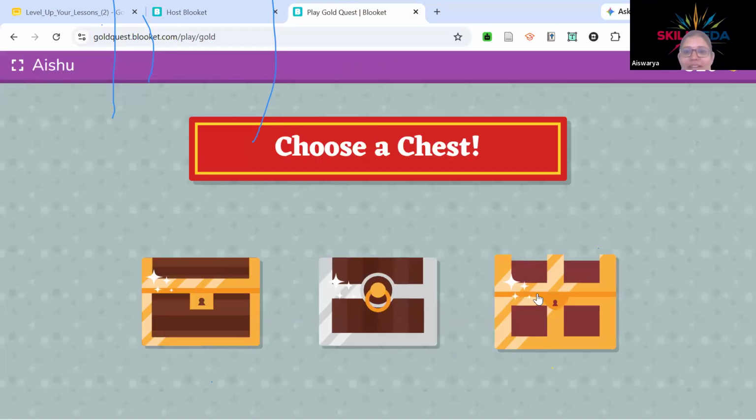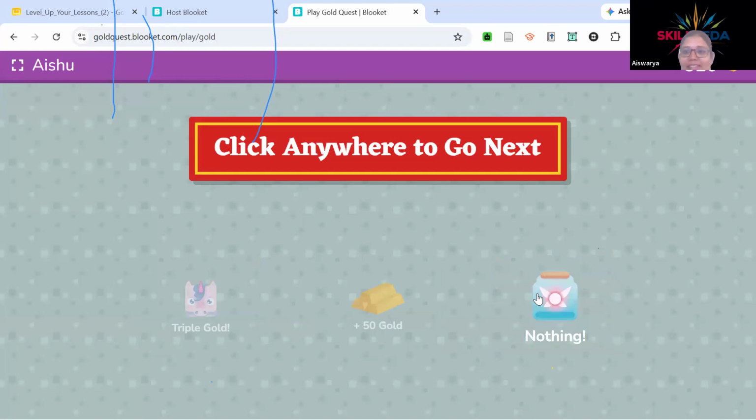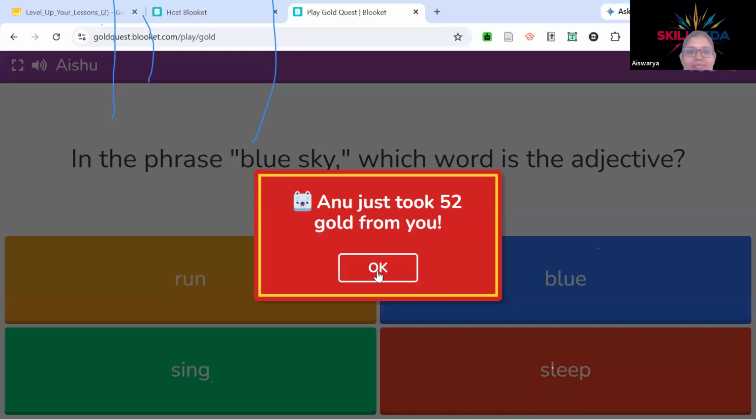Look at this. I'm getting the other chest. So Anu ma'am has taken 52 gold from me. So people, imagine if your students are going to have this kind of engagement in class where they're going to steal money from each other, where they are going to play for gold. Won't it be great?